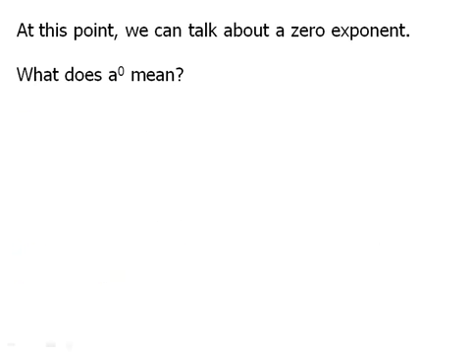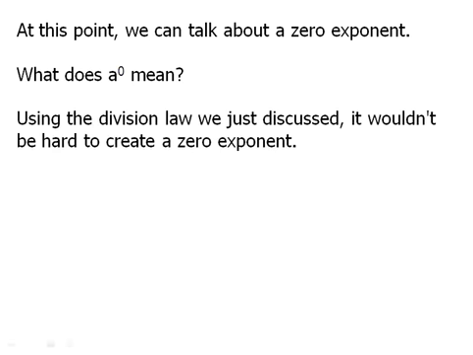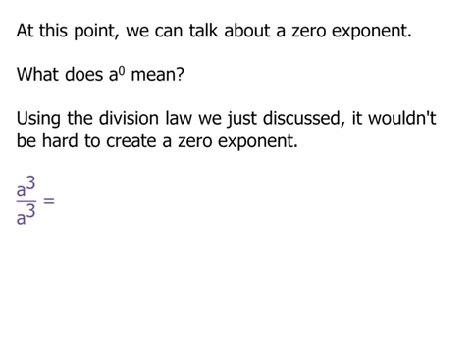At this point, we can talk about a zero exponent. So far, we've talked only about positive integers, but now we can expand to zero. What does a to the 0 mean? Using the division law we have just discussed, it wouldn't be hard to create a zero exponent. In other words, all we'd need is to divide two powers that have the same exponent, and the subtraction will lead to 0.